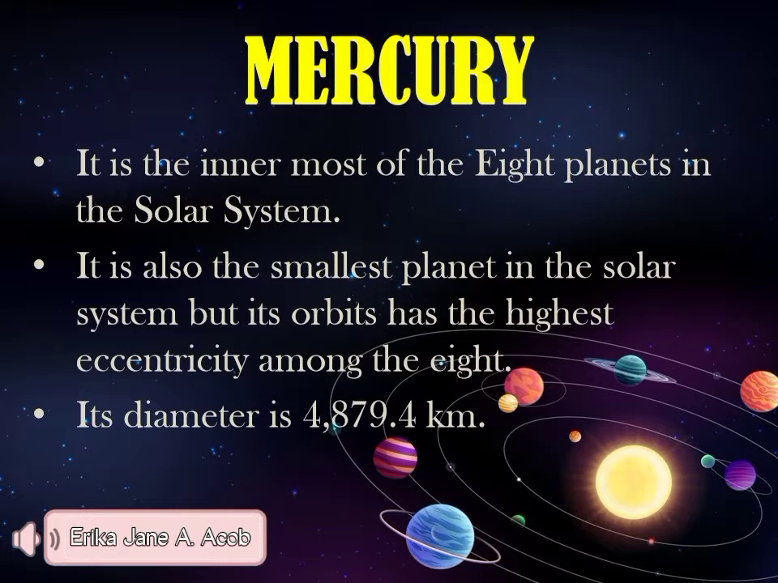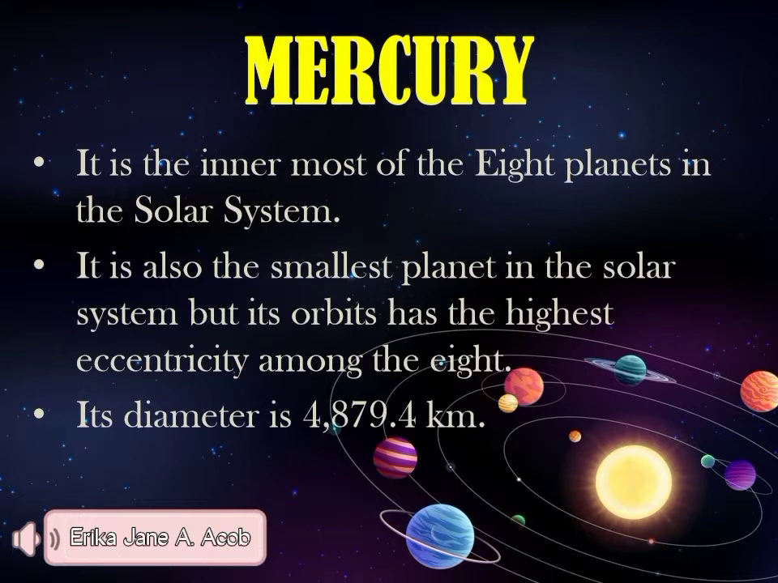Mercury also is the innermost of the 8 planets in the solar system and the smallest planet in the solar system. But its orbit has the highest eccentricity among the 8. And when we say eccentricity, it is the deviation of the path of an orbiting body from a true circle. Dahil alam natin na ang rotation ng Mercury was very strange.